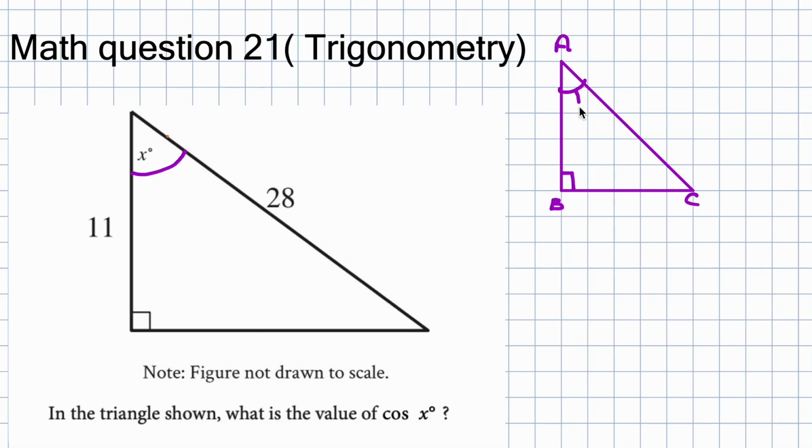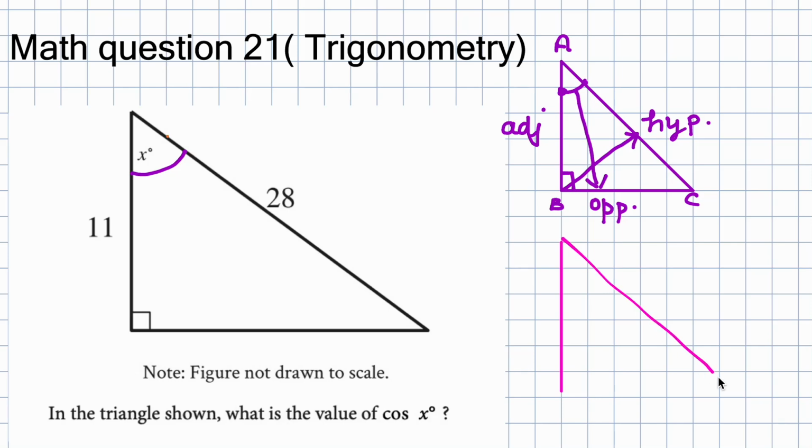Wherever the angle is, the opposite side is always considered as the opposite. And the side which is touching angle A, that is known as adjacent, right? And the side which is opposite to 90 degrees is always the hypotenuse.